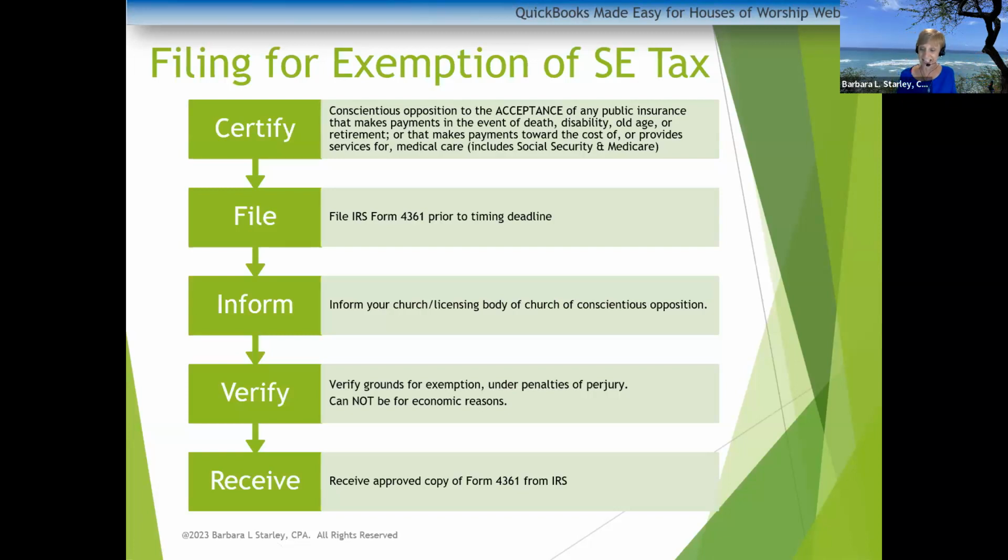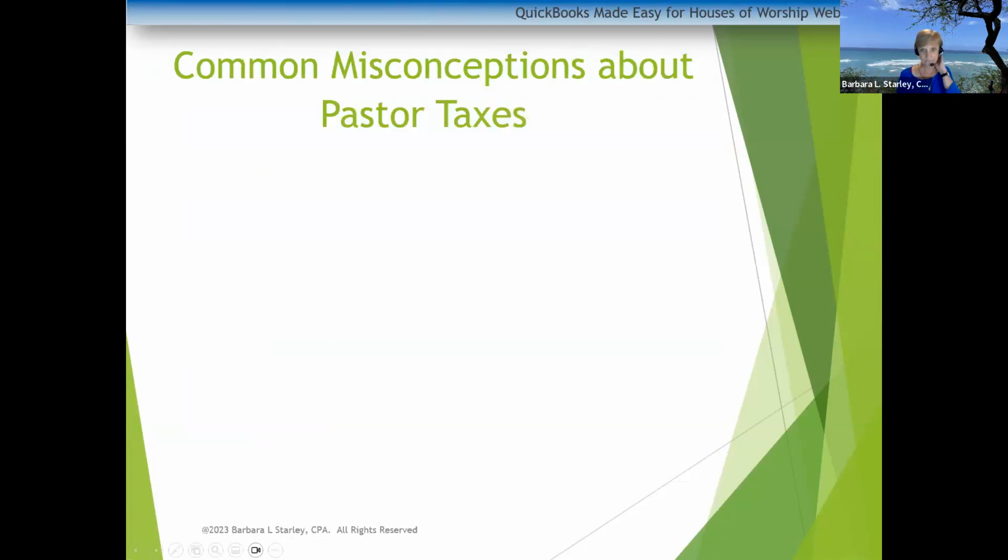And you have to verify that. And then you actually receive the approved form. Up until you receive the approved form, you still have to pay SE tax, even if you filed the application. Okay, so that's important.